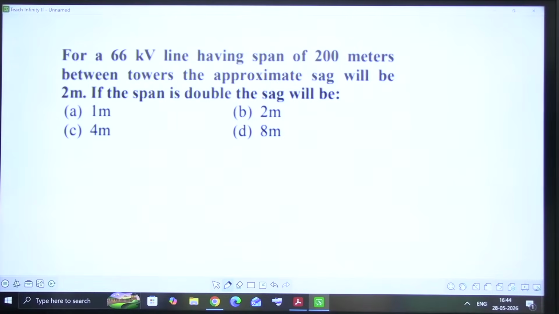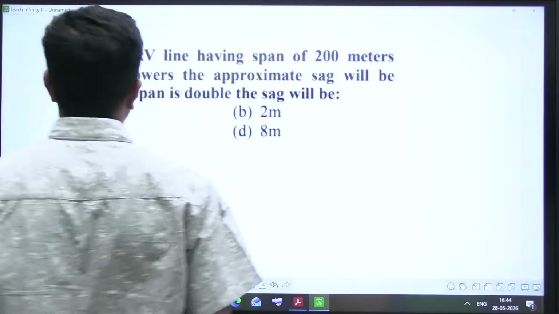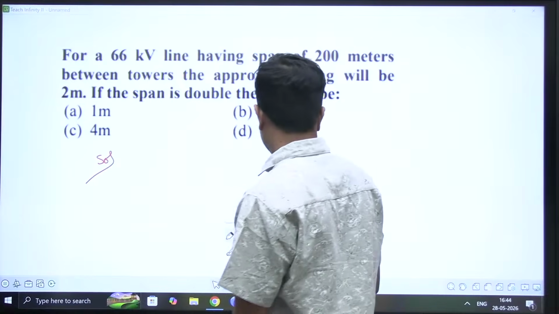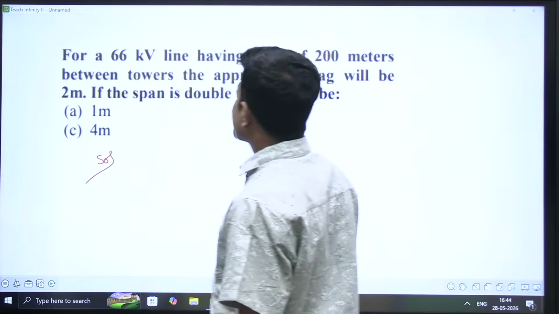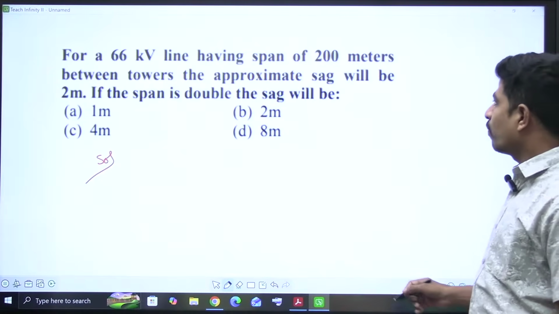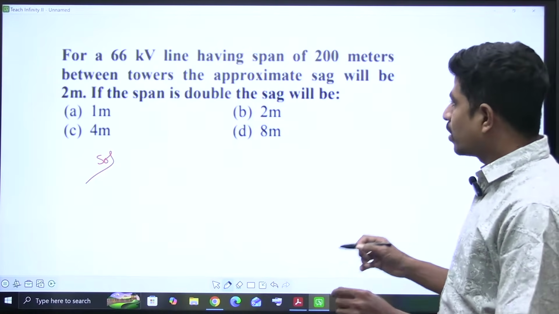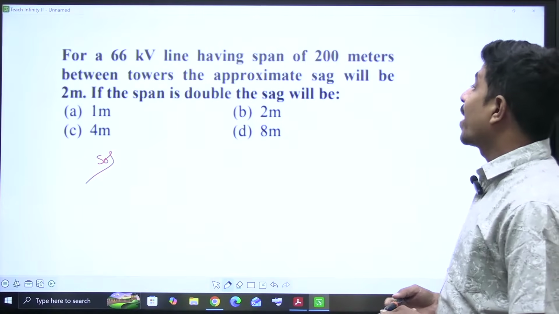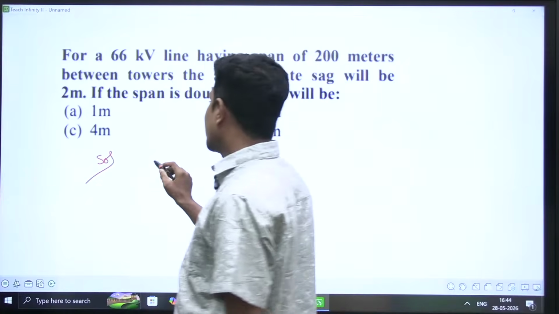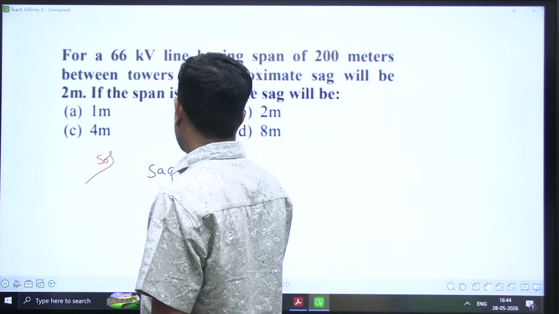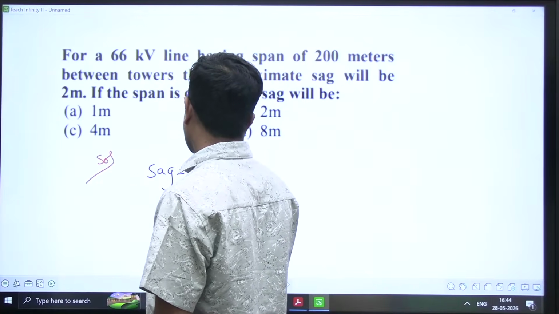Answer, please. This is very simple. What he's saying is: for a 66 kV line having a span of 200 meters between towers, the approximate sag will be 2 meters. If the span is doubled, what will the sag be? What is the sag formula? Sag is equal to WL square by 8T.